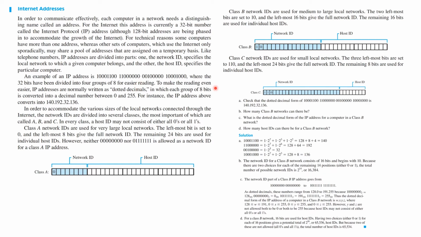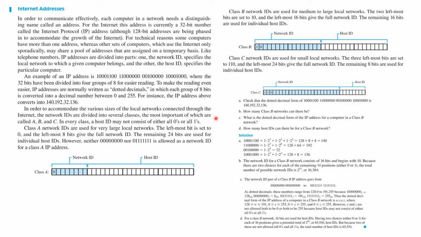For easier reading, and to make the reading even easier, IP addresses are normally written as dotted decimals. So they'll change each group to a decimal, that means base 10. And when you do that, each of those decimals will be a number between 0 and 255. For instance, the address that we have up here translates into 140.192.32.136.